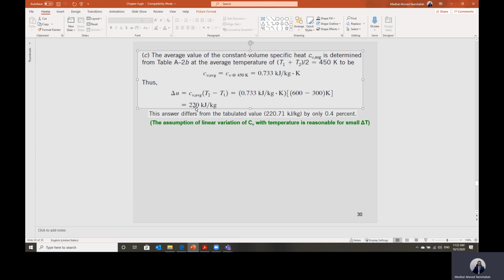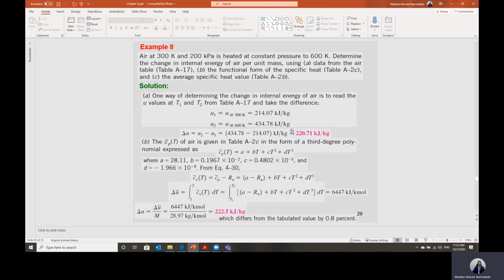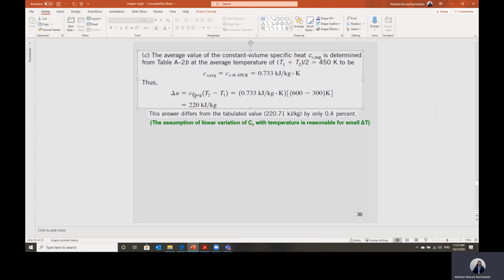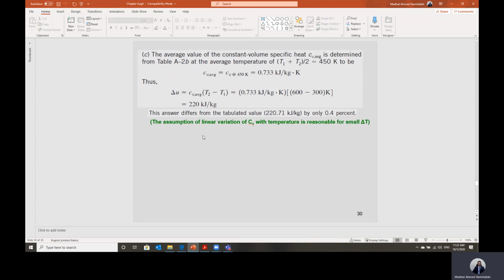It will be equal to 220 kilojoule per kilogram, which is very close to the value based on the experiment. That means our assumption, when delta T is small, in this case we can use the constant specific heat approach. We can assume Cv as constant, and in this case the value calculated will also be accurate. But for a wider range of temperature, if the delta T is high, this error will increase. Okay.